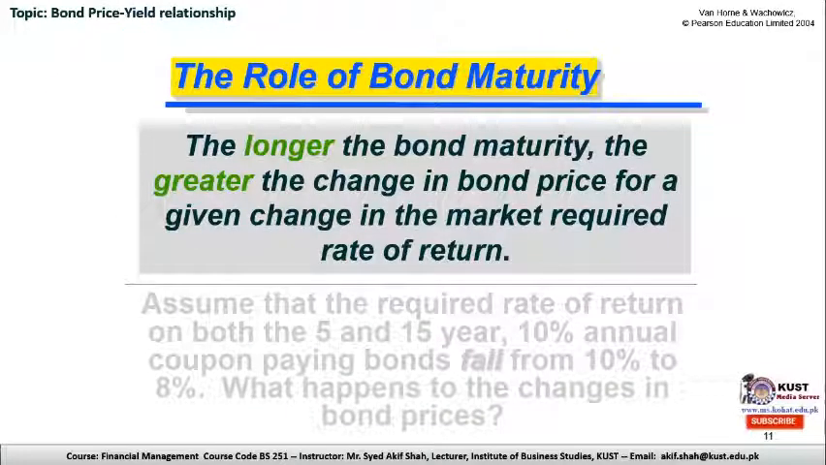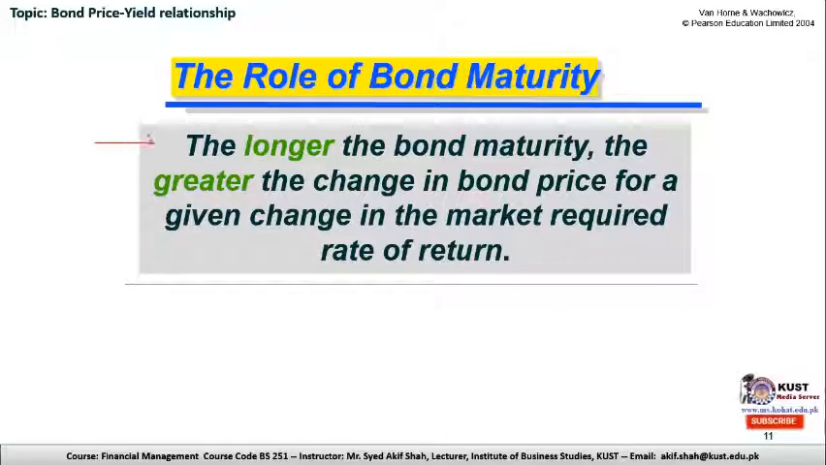Now let us discuss another condition to develop the nexus between the bond price and yield relationship. The second agenda is the role of bond maturity. Now we will have two bonds with the same risk nature, however with different maturity time periods. The condition states that the longer the bond maturity, the greater the change in bond prices for a given change in the market required rate of return.